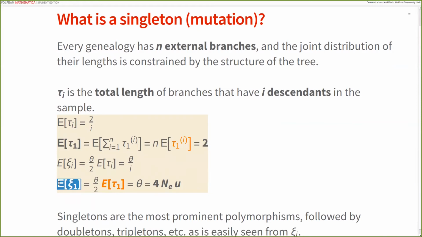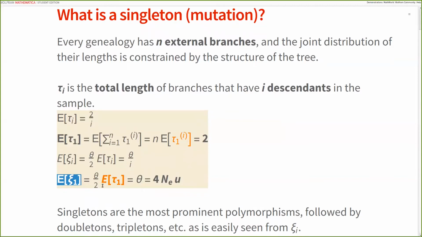Just to compare, we also can easily find the number of singletons, namely looking at the first value of our unfolded site frequency spectrum, xi 1, namely just by multiplying theta half times this expected total time of branches that give rise to a single descendant, which is then just theta for nu, which is quite obvious. Singletons are the most prominent polymorphisms, as it's basically easily seen from the shape of the site frequency spectrum. After that come doubletons, etc.